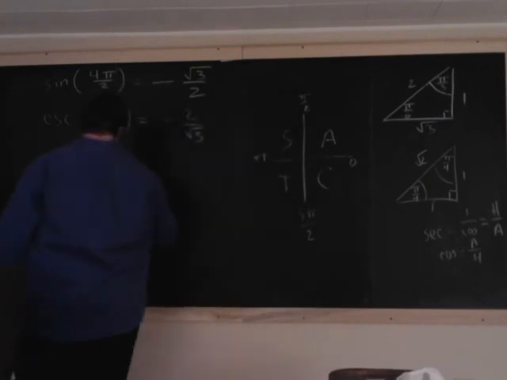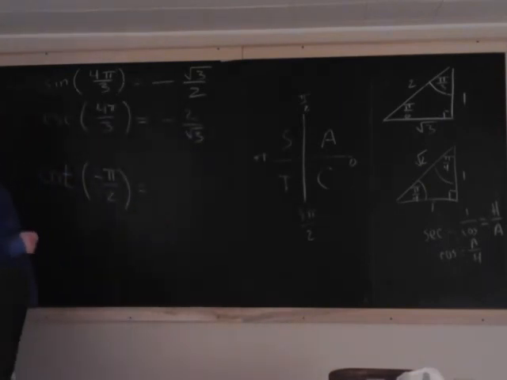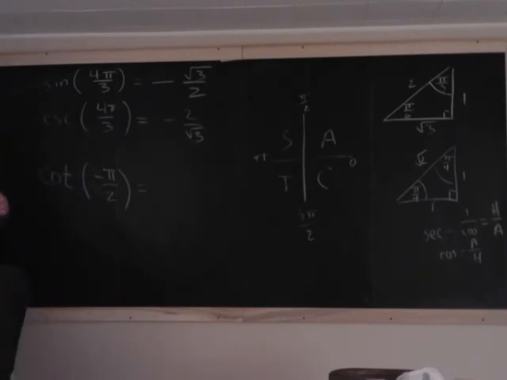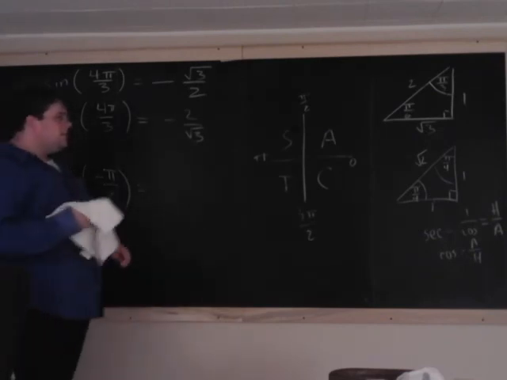Now let's look at this last one. Cotangent of negative pi over 2. Now sometimes when you have a negative, I think it's convenient to turn it into an angle between 0 and 2 pi. But sometimes I leave it alone. And this is a case where I leave it alone.